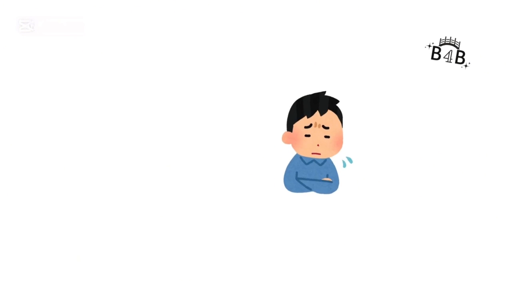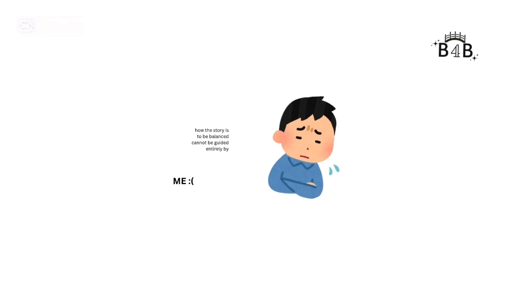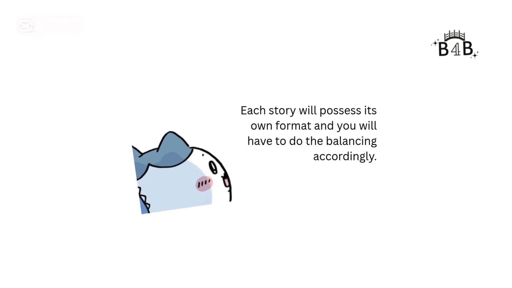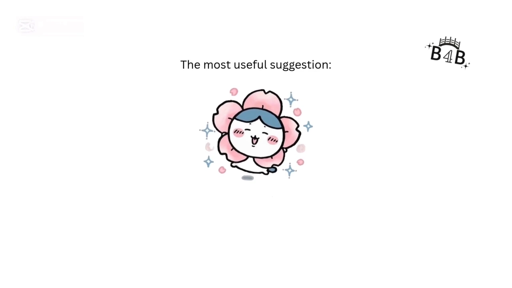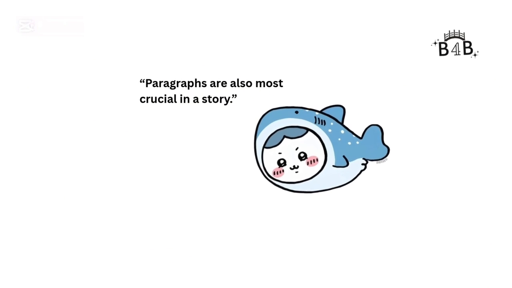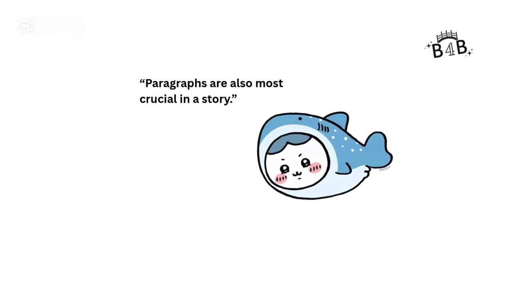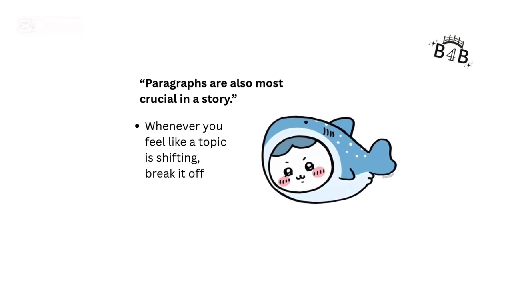But you see, how the story is to be balanced cannot be guided entirely by me. Each story will possess its own format, and you will have to do the balancing accordingly. The most useful suggestion I could give is to plan ahead. In the draft too, perhaps. Paragraphs are most crucial in the story too, you will have to note. Whenever you feel like a topic is shifting, break it off. That's part of the balancing too.